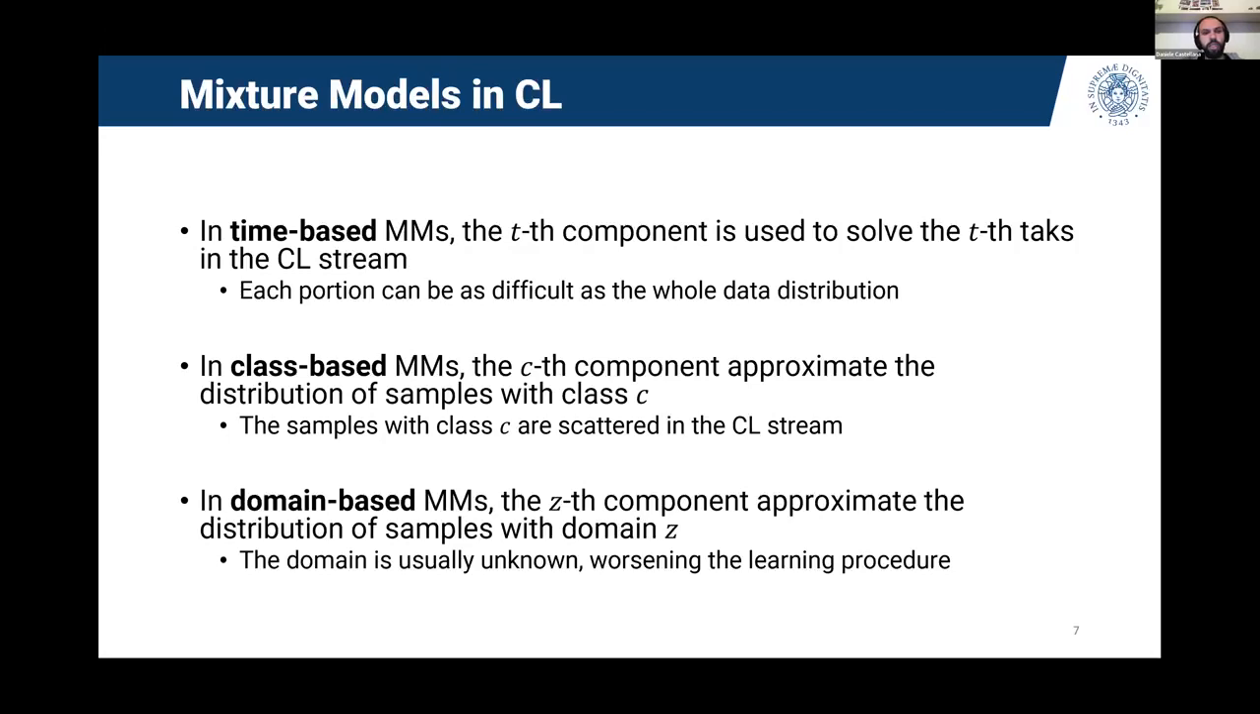In the class-based mixture model, each component is used to approximate the distribution of samples with the same class. In this approach, it's easy to understand which component to use to approximate a sample, in the case that we are assuming that the task is supervised. But the problem is during the training, because it can happen that the samples of a class C are divided into different tasks in the continual stream. So the learning should be performed continually on the stream, and this can be difficult.